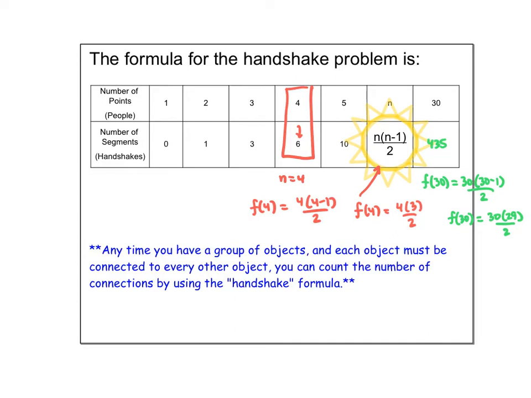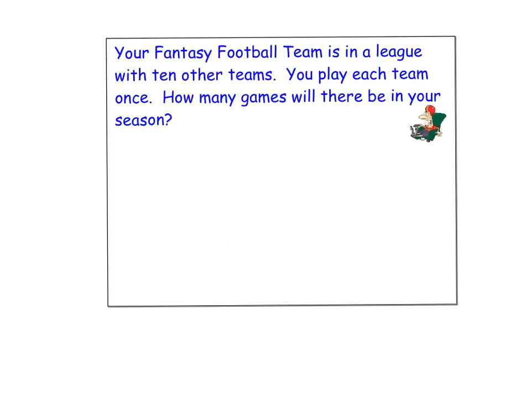Okay, now looking below, you can see that anytime you have a group of objects and each object must be connected to every other object, you can count the number of connections by using the handshake formula. Let's look at a few practical examples. Clearly, fantasy football is tops on the practical examples. So let's read the word problem and decide what we need to use here.